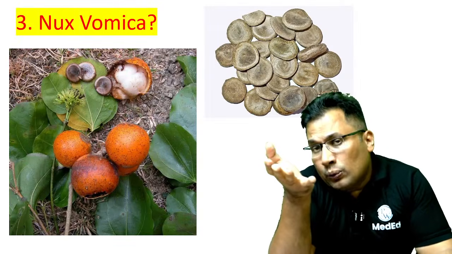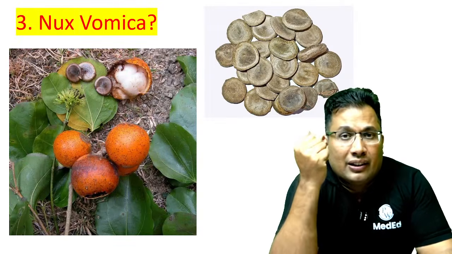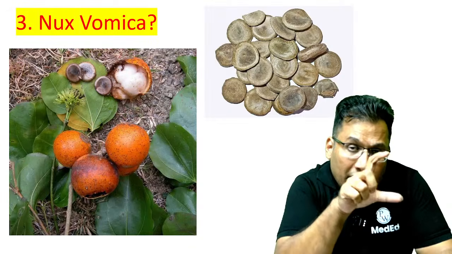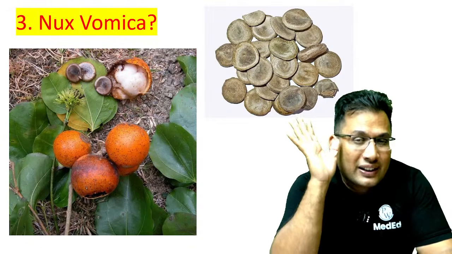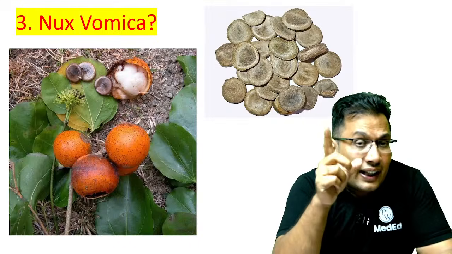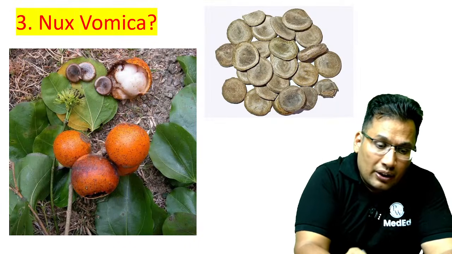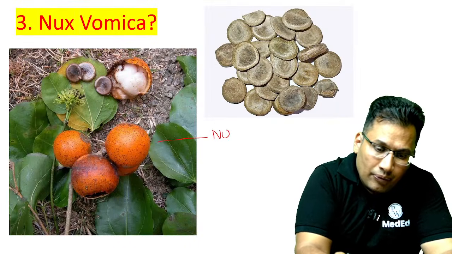Why is it known as Nux Vomica? Because it causes vomiting. That's why it is known as Vomica. Nux Vomica is very poisonous. One seed can lead to death. So this is the plant of the Nux Vomica.